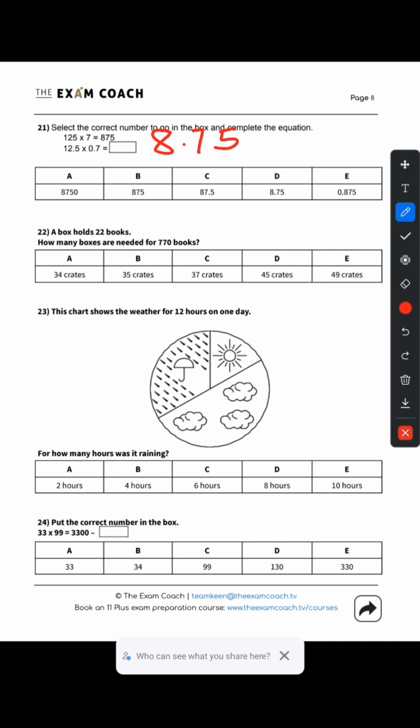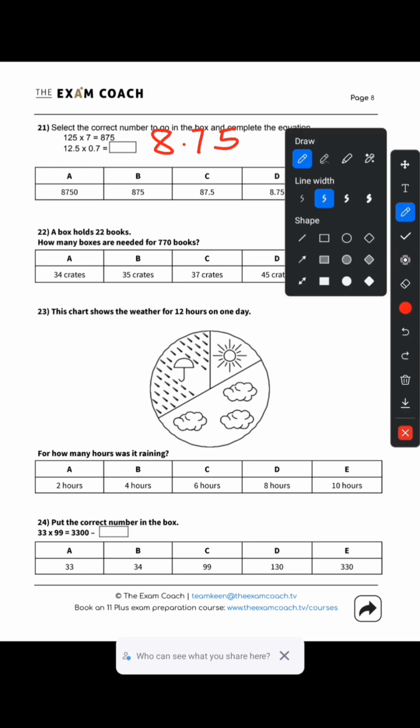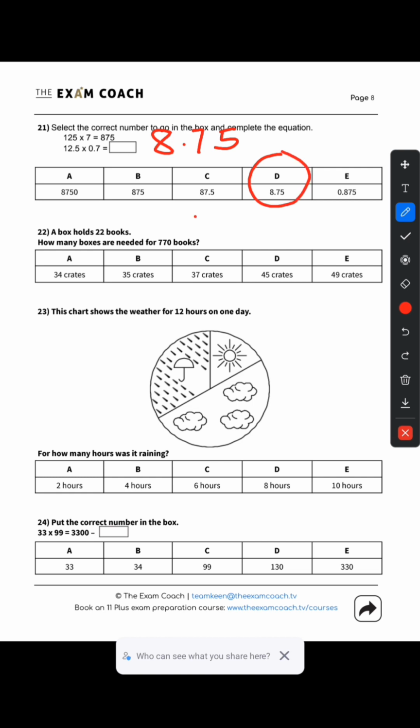So if I place it here, I'll have 2 numbers after the decimal points. So it will be 8.75, which is D. The box holds 22 books. How many boxes are needed for 770 books?